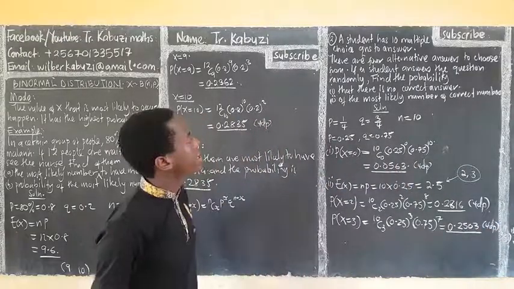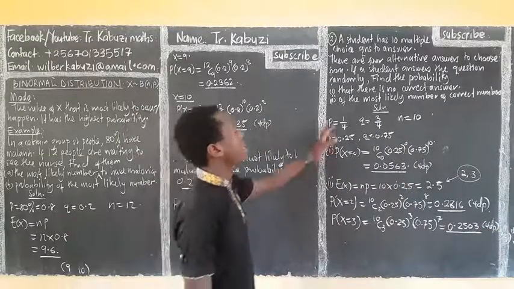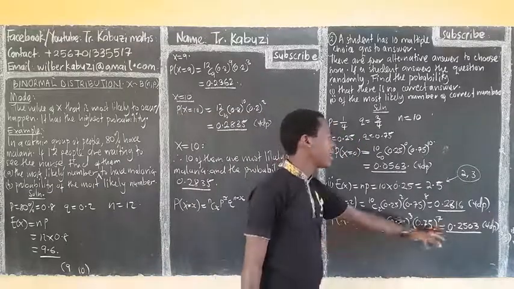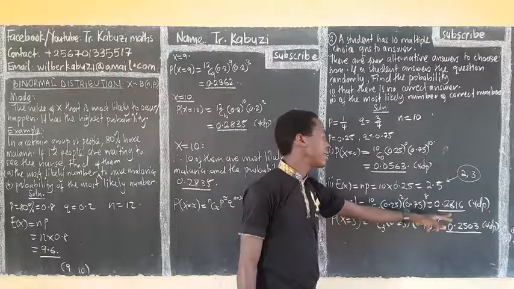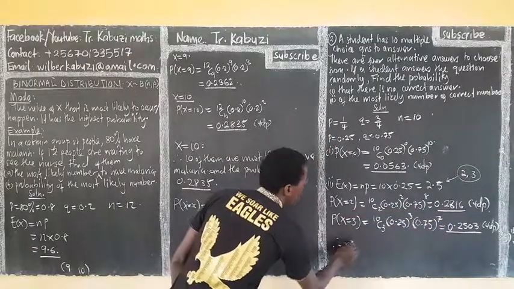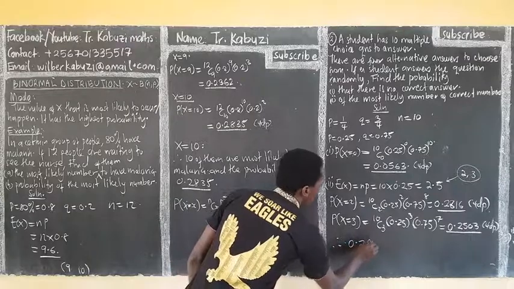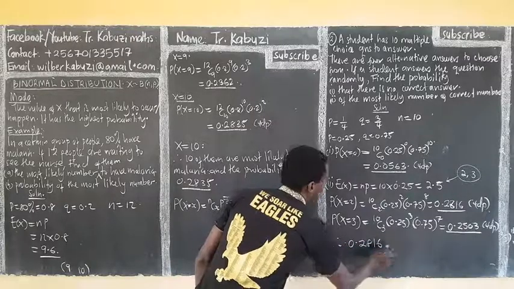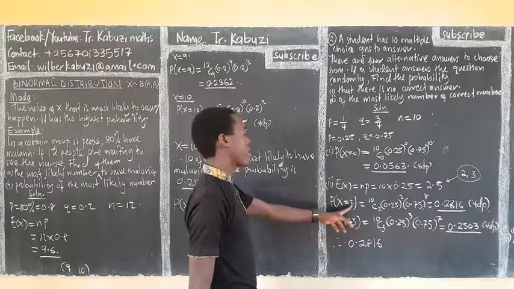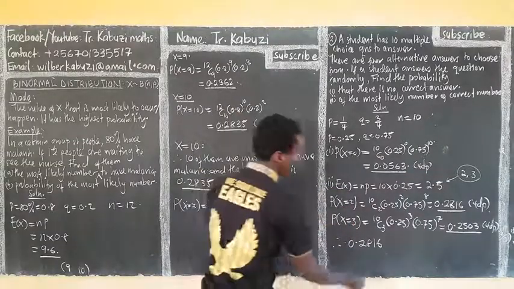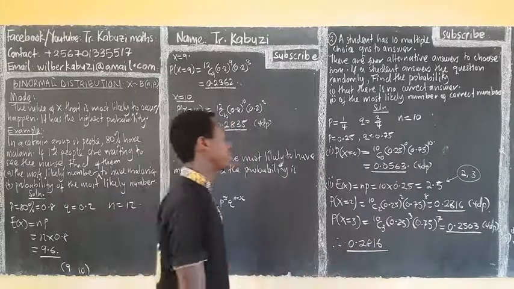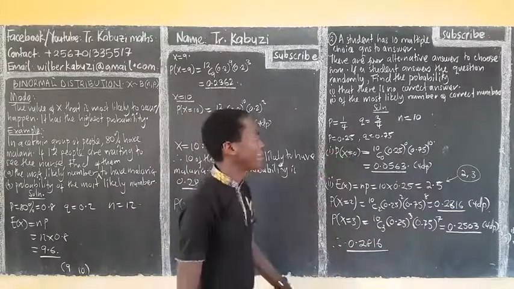Now see, they ask me for the most likely number to occur. This is the most likely number, so this one is the bigger probability. Therefore our highest probability is 0.2816. And so the most likely number of questions this student is going to get right is 2. So out of the 10, this student is going to get 2 questions right using this information.